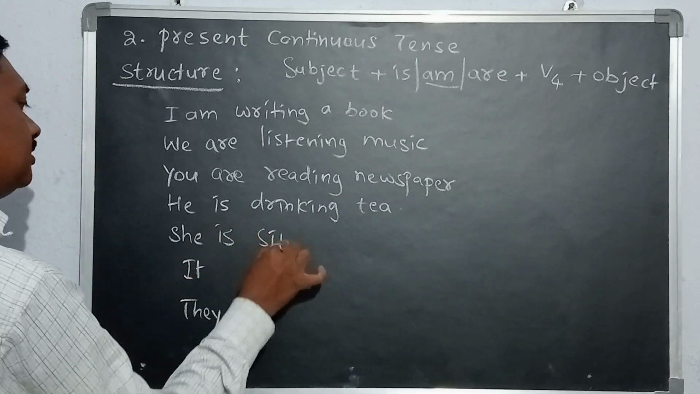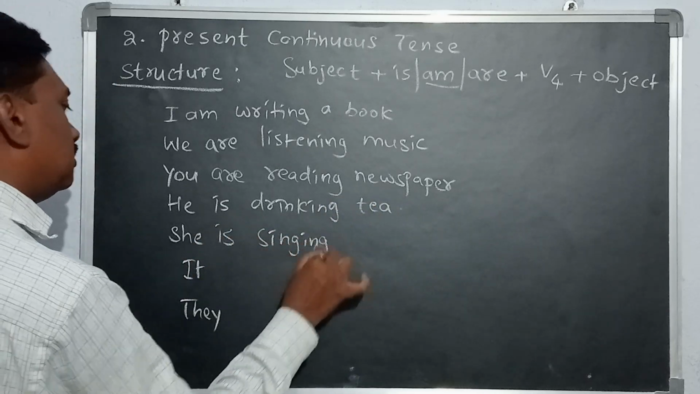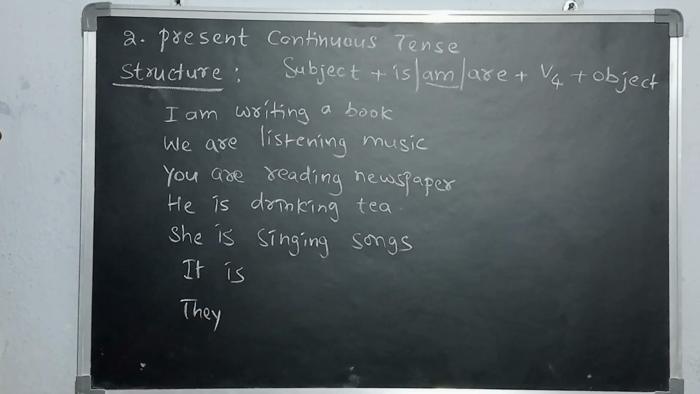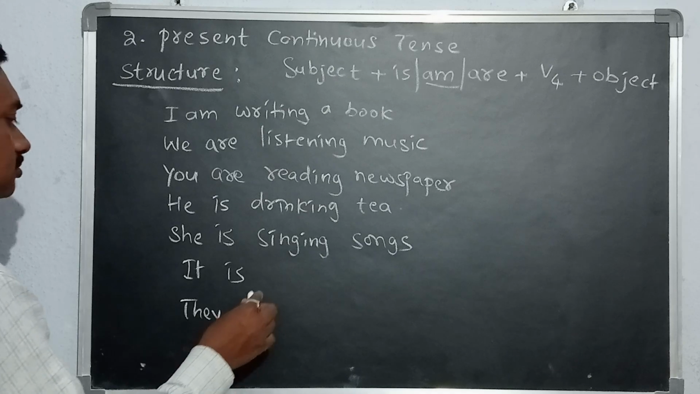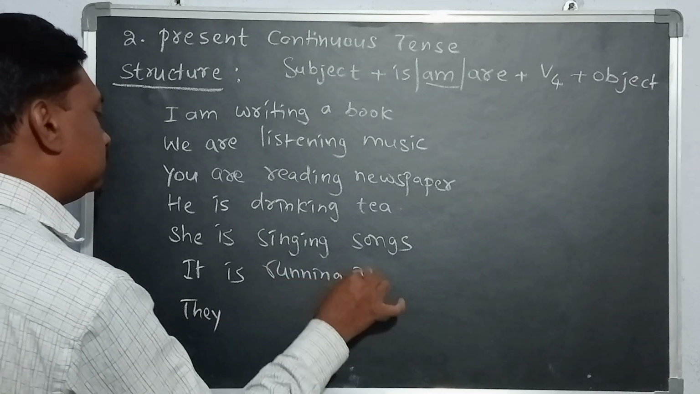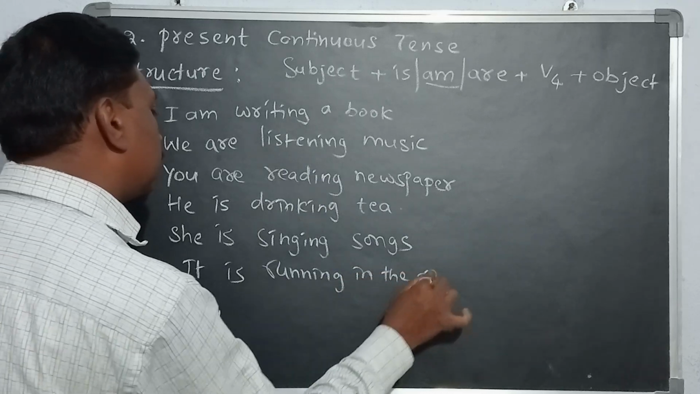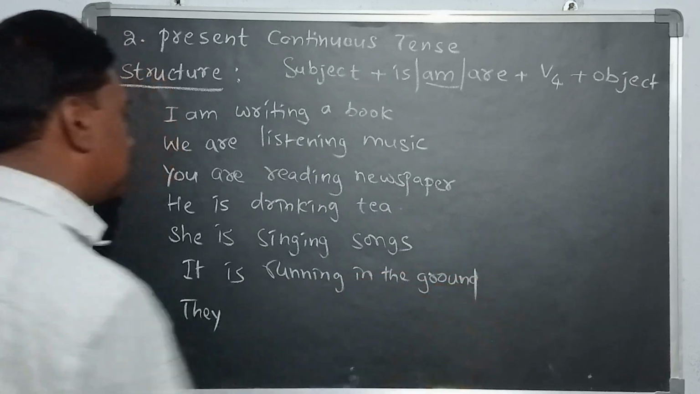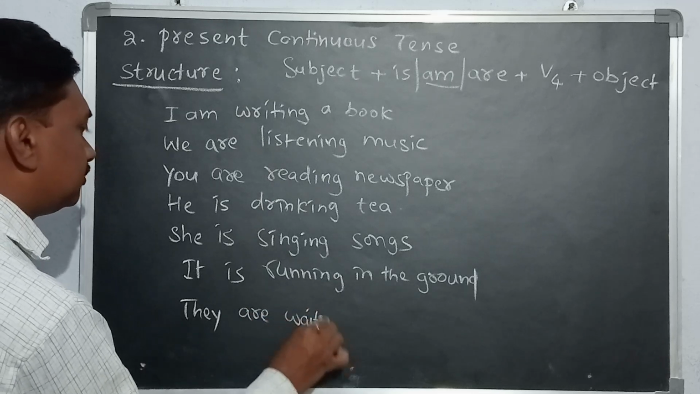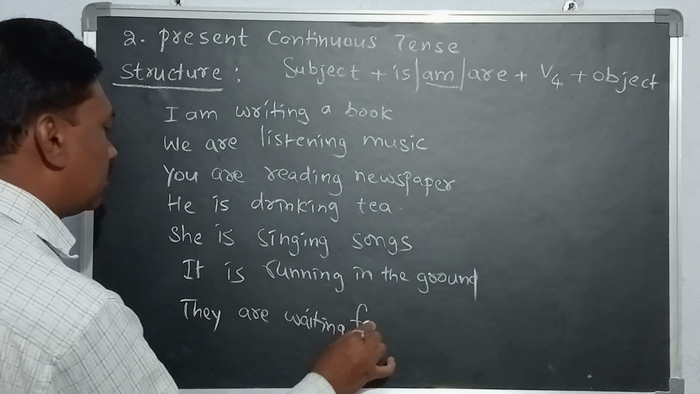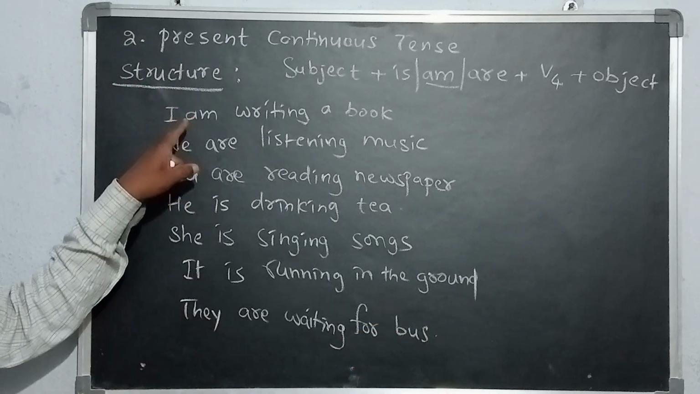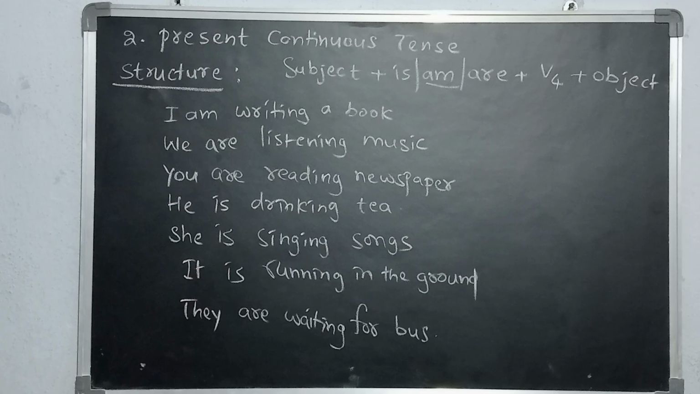She is singing songs. Okay. It is running the ground. They are waiting for bus. Okay. Sentences in present continuous tense.